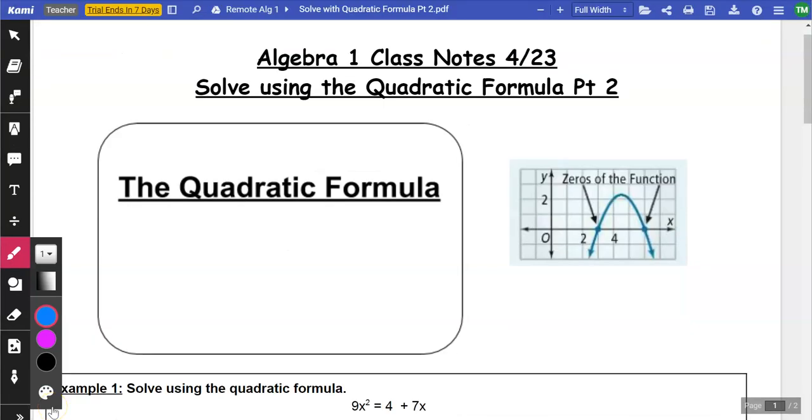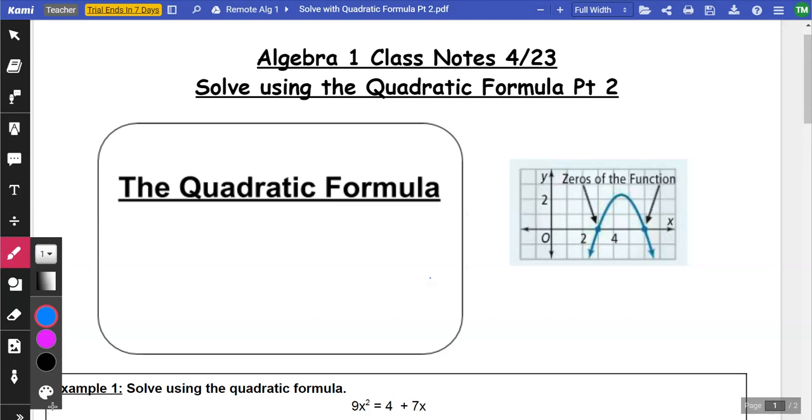Today's notes are focused on the quadratic formula. Once again, I just wanted to give us an extra day to practice using it and to make sure that we memorize this equation. You're going to want to know this equation in Algebra 2 next year, so we want to make sure that we have it memorized. Let's just review real quick.